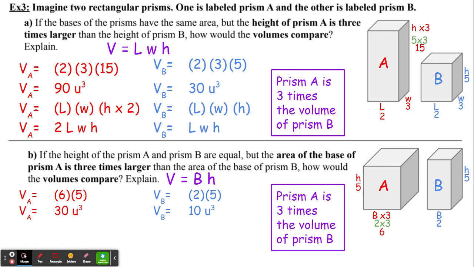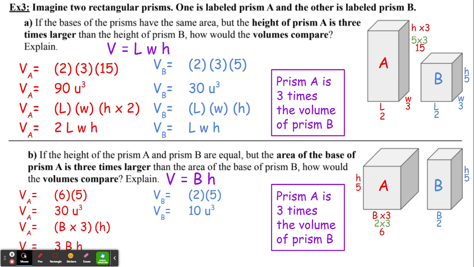Now, if you were to plug in any numbers, as long as the base of this is 3 times bigger than that and you keep the heights the same, you'll see that prism A is always going to be 3 times bigger than the volume of prism B. Because look, you're basically taking the area of the base times 3 times the height for prism A.